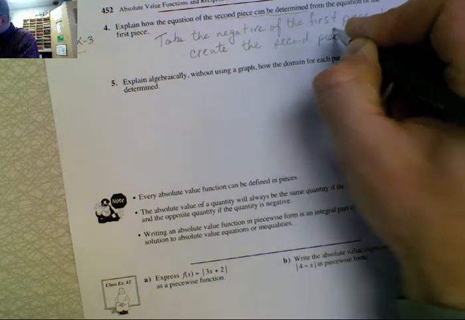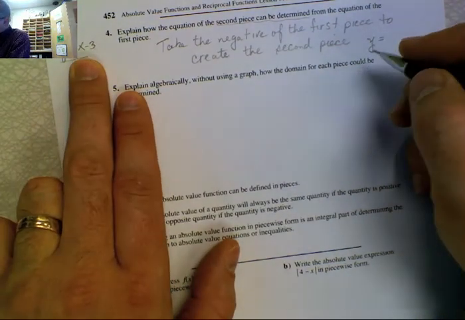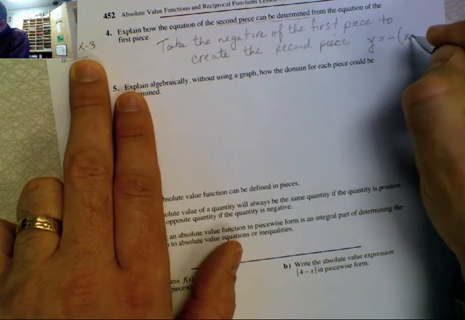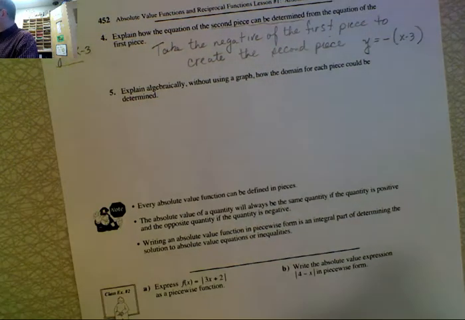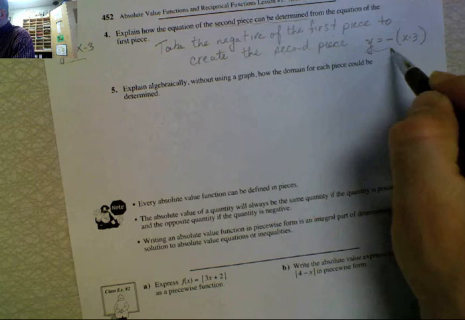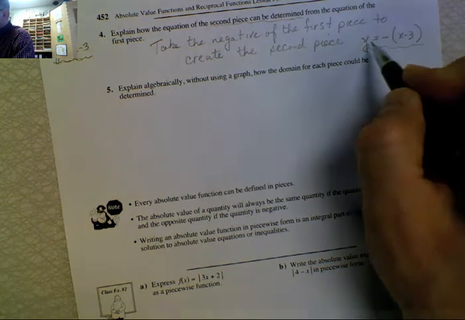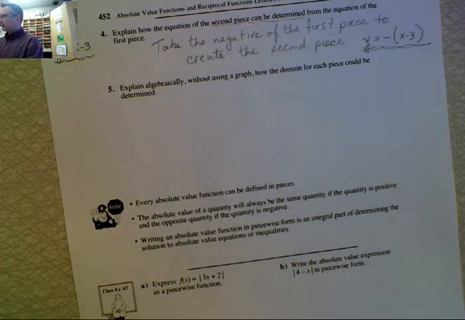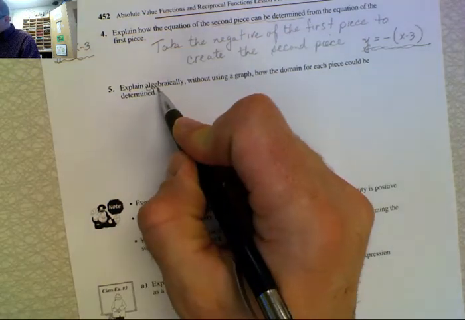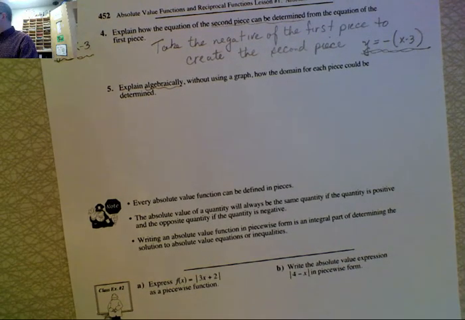So in this case, the second piece is y equals, and if we take the negative of x minus 3, that's the negative of x minus 3. That's how we create the second piece of our graph. The first piece of our graph is created by this, and the second piece is created by taking the negative. So the next question says, explain algebraically, without using a graph, how the domain for each piece could be determined.